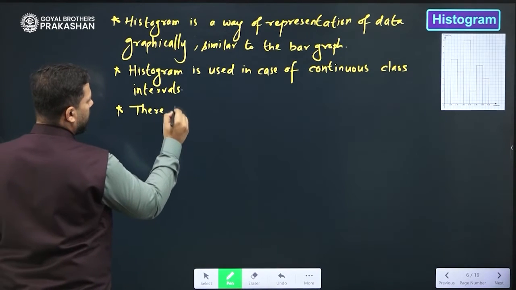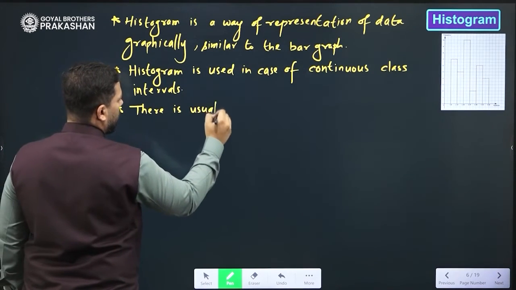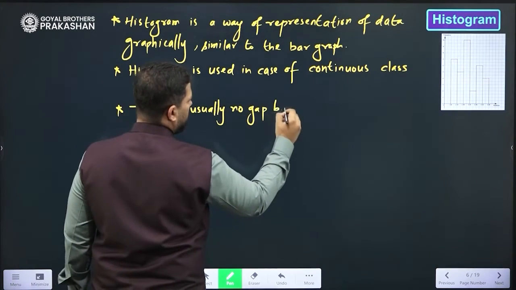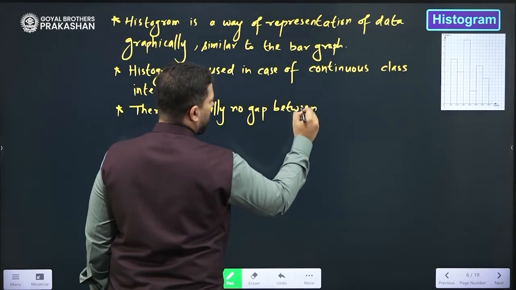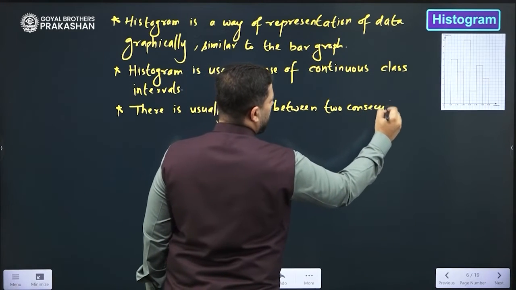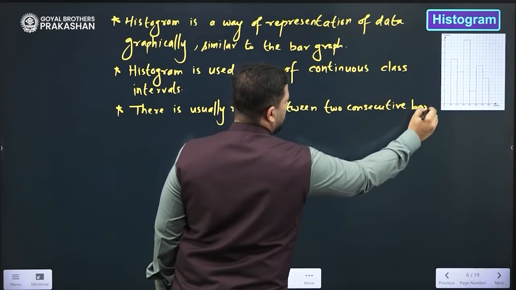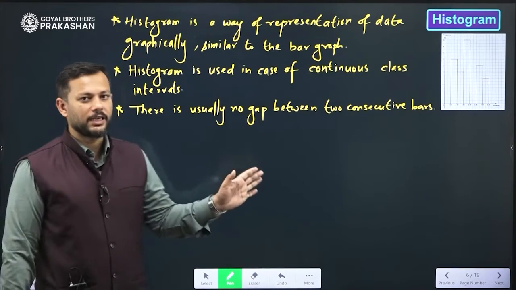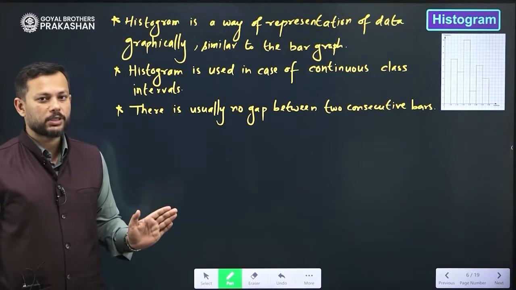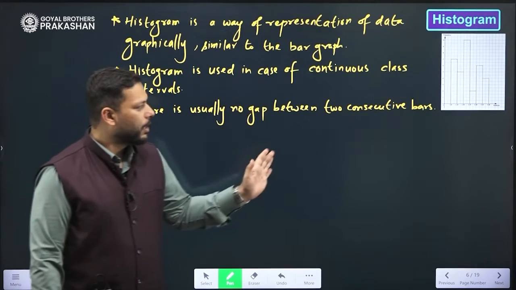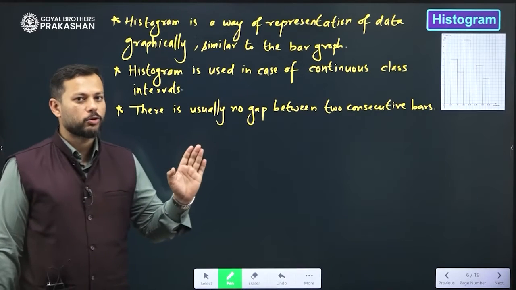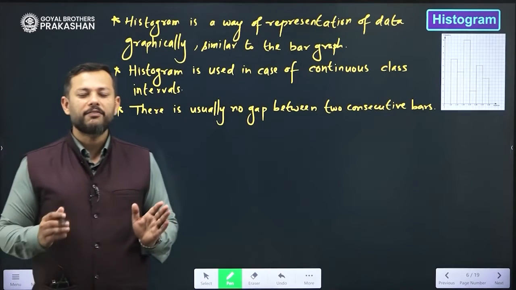There is usually no gap between two consecutive bars, right? This is what the major difference is between the bar graph and the histogram. Histogram is used in case of continuous class intervals, and there is usually no gap between two consecutive bars in histogram. Now also, when we talk about histogram, class intervals have class size.